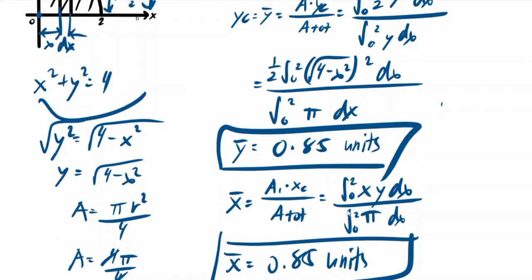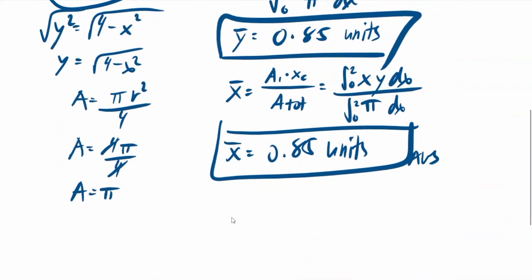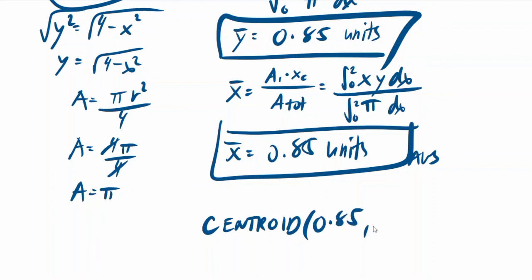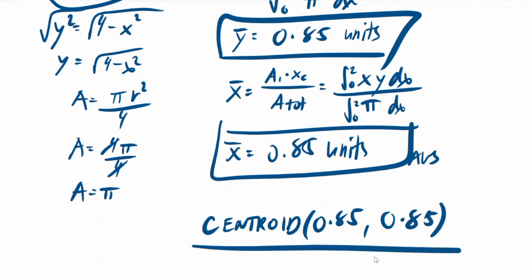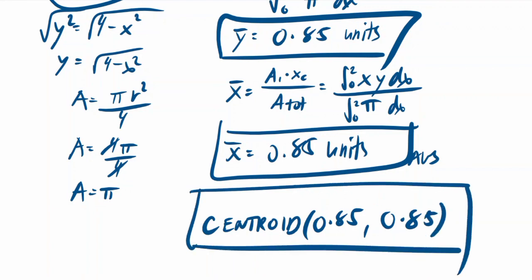There we go. Solve it on your calculator. This will be the result. That is our final answer. So our centroid is at 0.85 and 0.85. That is our final answer.